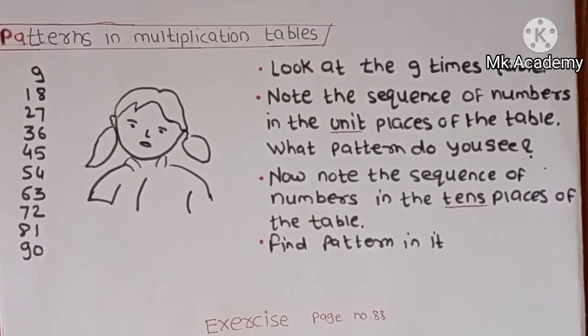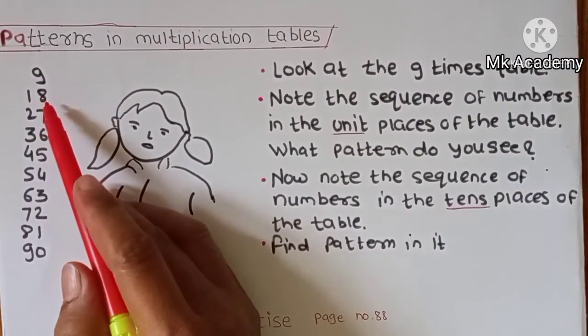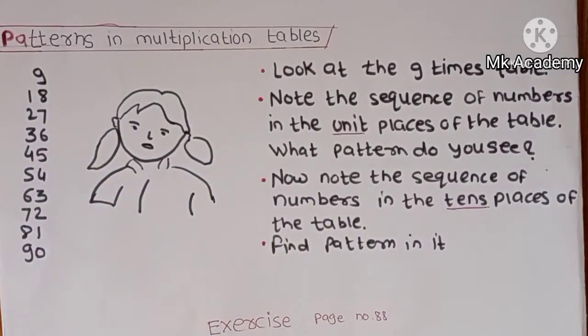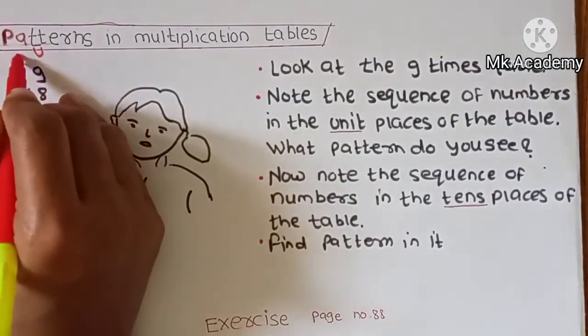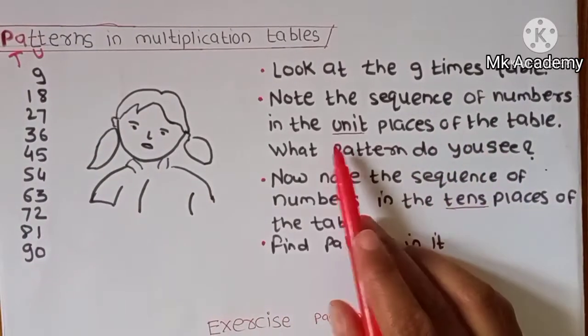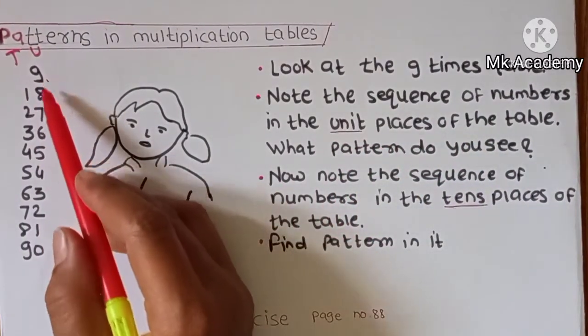Now we see patterns in multiplication tables. In the above examples we saw patterns in geometrical shapes. Now patterns in the multiplication table. Now see, look at the 9 times table. This is the table of 9. Note the sequence of numbers in the unit place of the table. Now this is the unit place and this is the tens place. We have to note the sequence of numbers in the unit place.